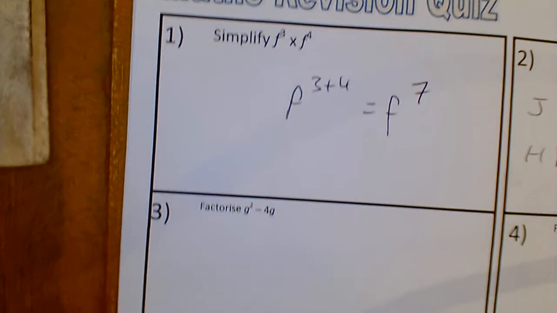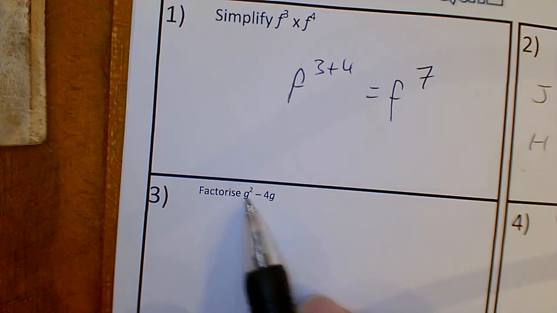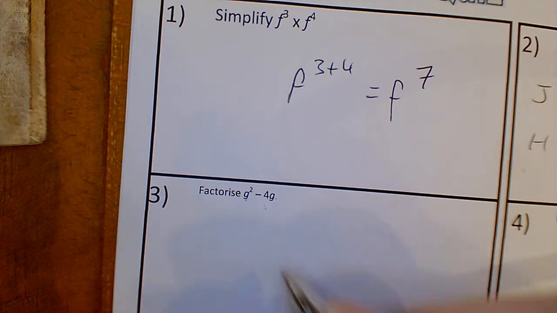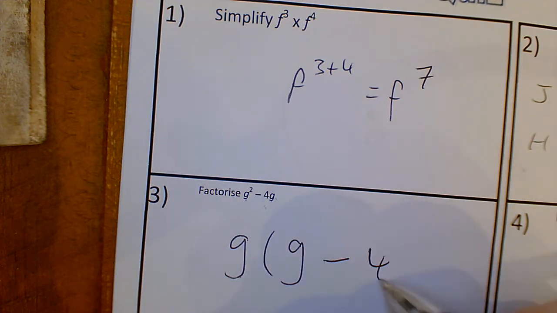Okay, question 3. Factorizing g squared, subtract 4g. In both of these terms there's a g, so it's g and then a bracket. What do I need to multiply g by to get g squared? The answer is g itself. What do I need to multiply g by to get negative 4g? The answer, negative 4. And so there's the answer, g, brackets, g minus 4.